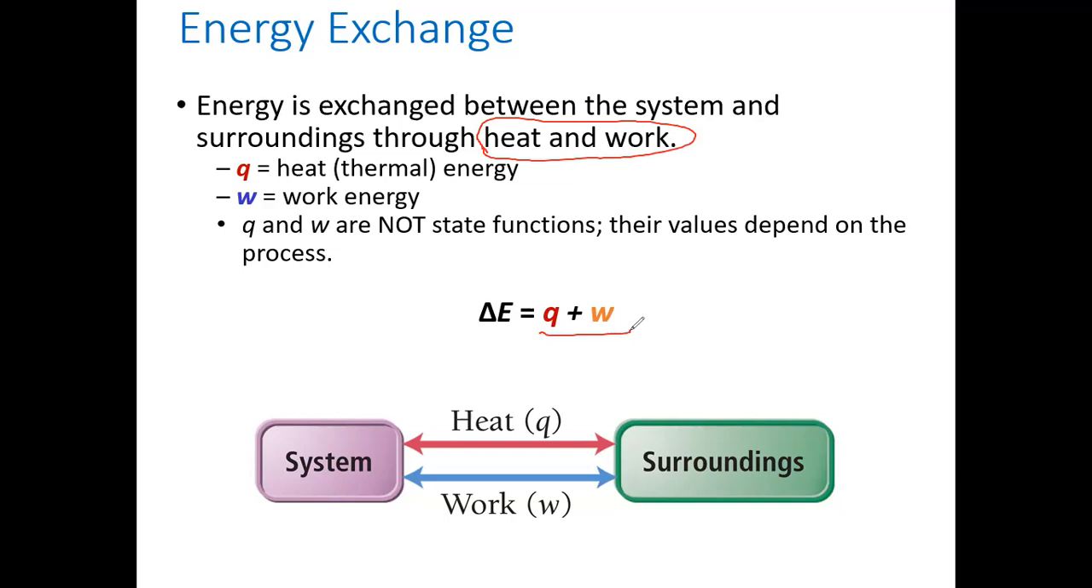So we're going to be exchanging heat and work between our system and our surroundings, okay? And remember, according to the first law of thermodynamics, the delta E of the universe has to always be 0. Therefore, the delta E of my system is always equal in magnitude and opposite in sign to my surroundings. Okay?